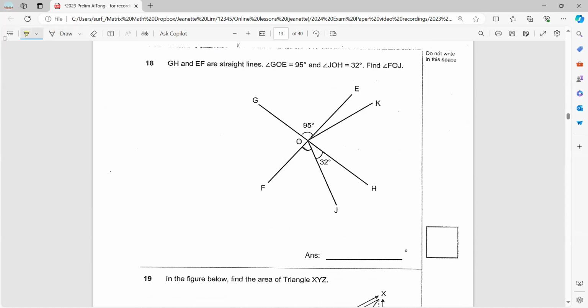Okay, maybe let's highlight the straight lines. We have this, as well as this. Vertically opposite angles are equal. So this angle here, 95 here, is actually the same as this. So to find this FOJ, you just need to take 95 degrees minus 32 degrees, which is 63 degrees.